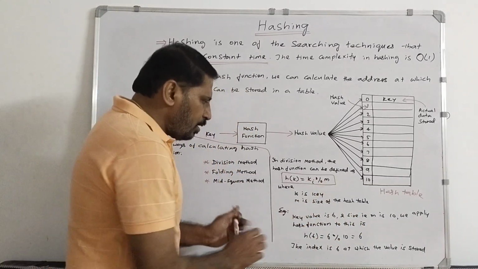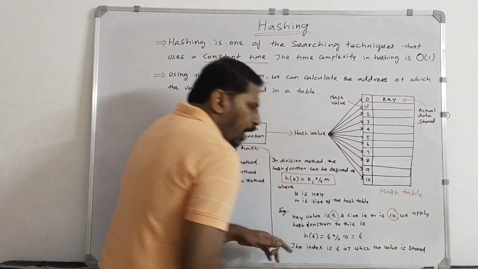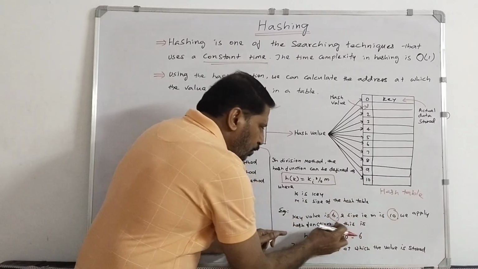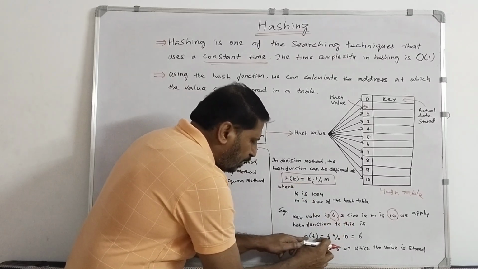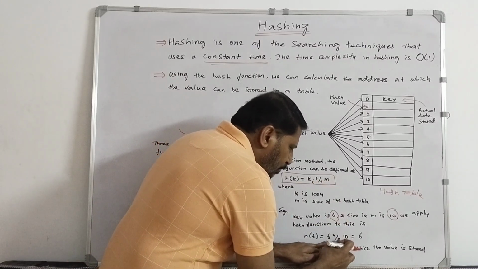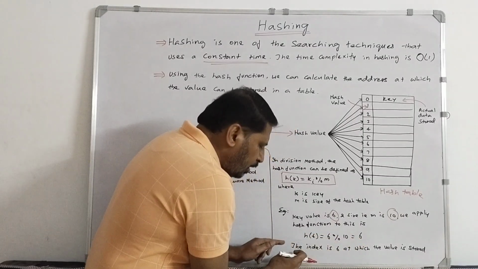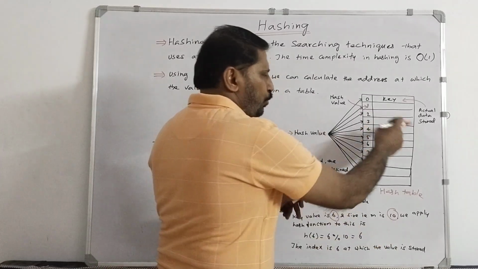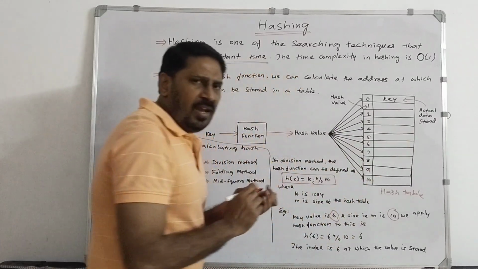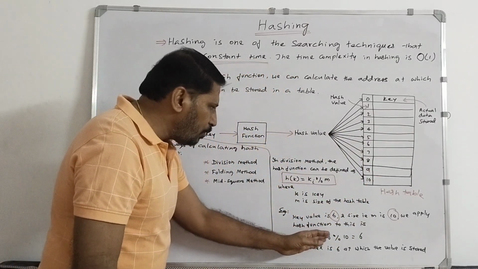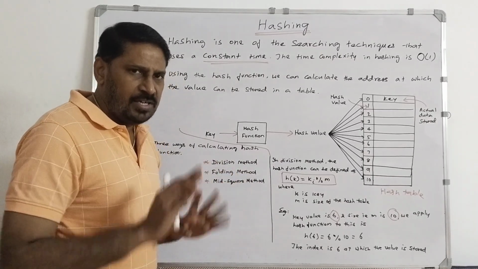For example, suppose I take the key value as 6, and the size of the table is 10. How can we calculate? We take these two values and apply this formula. So h of 6 equals 6 modulo 10. What is the remainder? The resultant value is 6. It means the value is stored at index 6. We go to the 6th column and store the actual value in the hash table. Through this way we are calculating the address in the hash table each and every time.